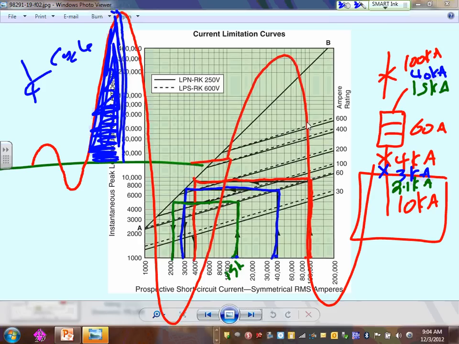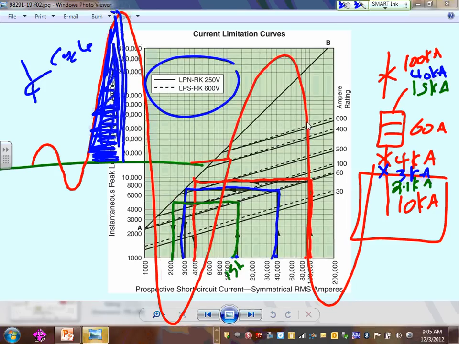If you're faced, Andrew, with a situation where you have to solve a problem because you have a short circuit condition, what do you use? Current limiting fuses. Where do you get this nice graphic, Chad? Where do I get this nice graphic? From manufacturers. You can see that these are for LPN-RK, RK fuses, 250 and 600. Any comments, any questions?